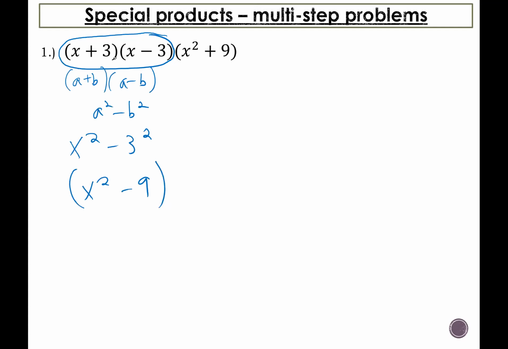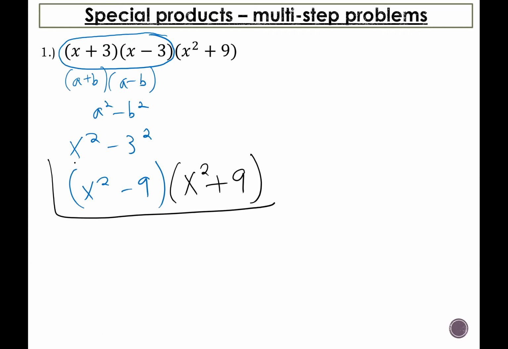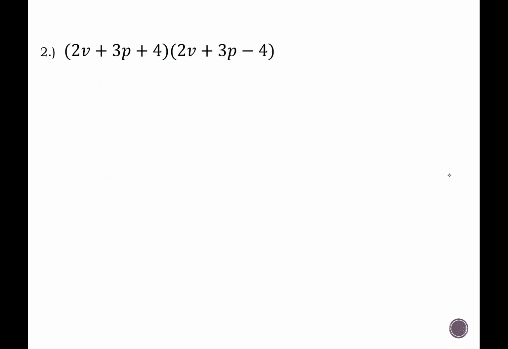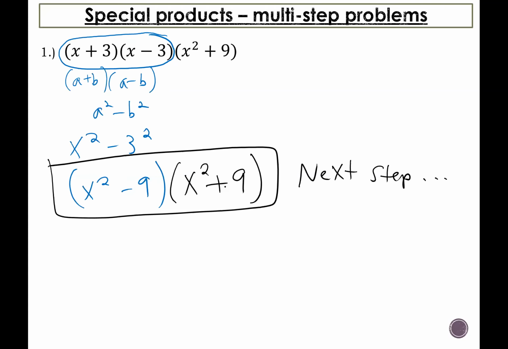Or I could FOIL and get there just as easily. So the first 2 terms are equal to x squared minus 9. Meanwhile, I will bring down the next term. When I say term, I mean parentheses, expression. Okay, now I kind of have a new problem. So next step now. It's almost like I'm doing another problem. Okay, so this one, again, we can use the a plus b, a minus b. So I can still use that same formula.